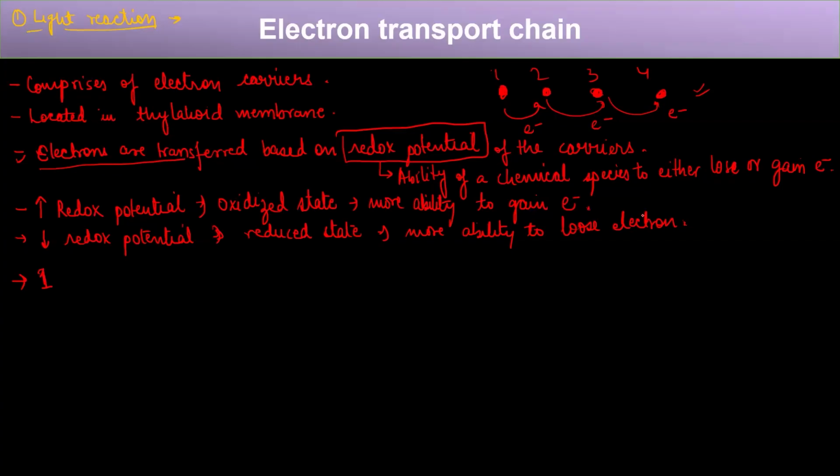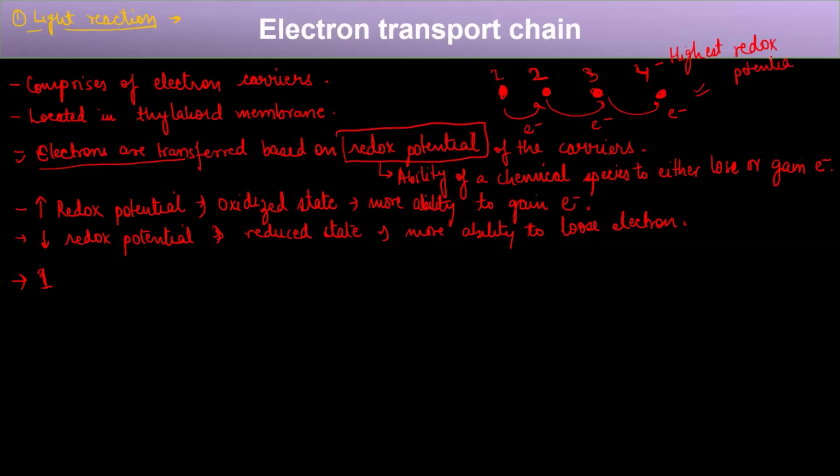Okay, it has more ability to lose electron. Now, if I ask that out of these four species, 1, 2, 3, and 4, which has the highest redox potential and which has the lowest redox potential? So the highest redox potential will be the one that has more ability to gain electron, which means the fourth one will have the highest redox potential.